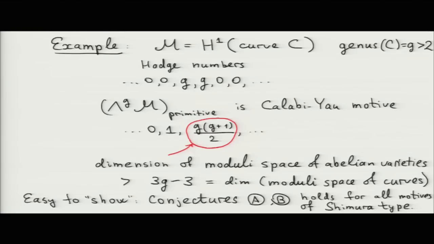Next one is g times (g plus 1) over 2, which is the dimension of the moduli space of abelian varieties, which is bigger than the dimension of the moduli space of curves. So this conjecture A says that you can deform your motif in a very large family. It kind of predicts that you can deform this exterior power of the first cohomology of a curve by something which is more than just a deformation of a curve.